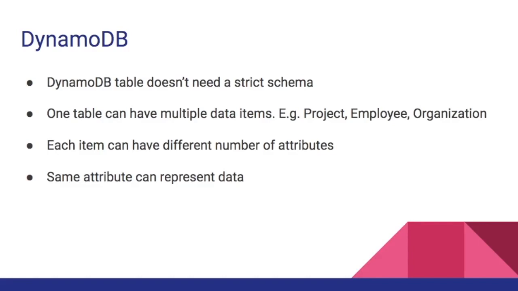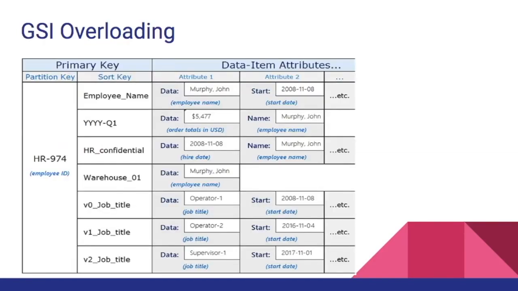So in GSI overloading, we exploit this ability to have different types of data for a particular data attribute in order to minimize the number of GSIs required for a table in order to query different access patterns. Now let me explain it a little bit more. In general, we have common attribute names like data in a DynamoDB table. Even though the attribute name is the same, like data, the value of this data attribute can be different.